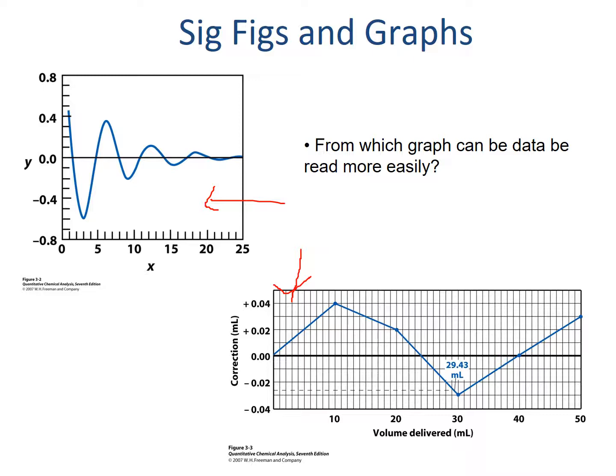So we can read off a lot more precision in the bottom right, and so we can read the data much better. This one in the top left might be useful for showing trends or showing curves, but this one in the top right is going to be much better if we want to actually use data from the chart.